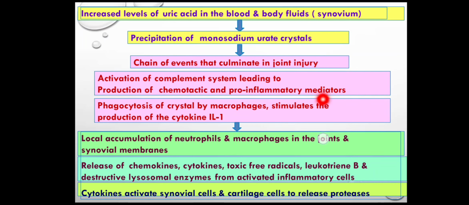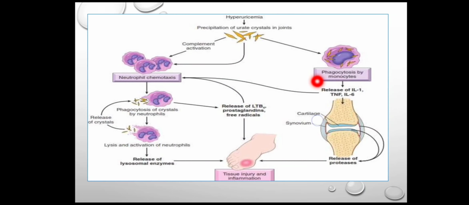Neutrophils will release leukotrienes, prostaglandins and free radicals, whereas macrophages will release proteases as well as lysosomal enzymes. So all this will lead to release of destructive lysosomal enzymes from activated inflammatory cells, all eventually leading to tissue injury and inflammation. So this is what happens.